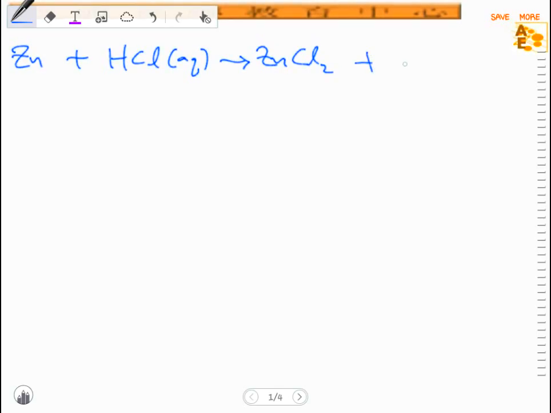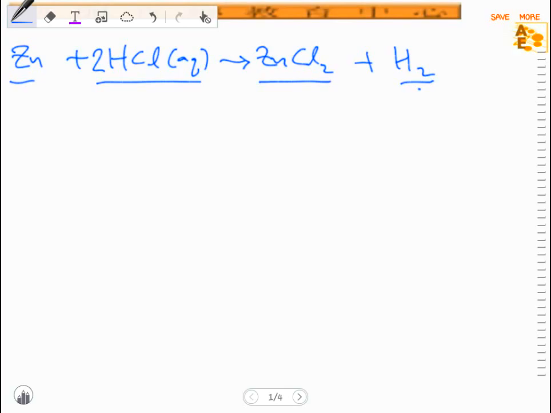We have an excess of zinc reacted with hydrochloric acid, HCl, and the acid must be in an aqueous state. Of course it will produce zinc chloride, ZnCl2, and hydrogen gas will be evolved. Make sure that it is balanced. We have H2 here, so 2 mole of hydrochloric acid reacts with 1 mole of zinc, producing 1 mole of zinc chloride and 1 mole of hydrogen gas.